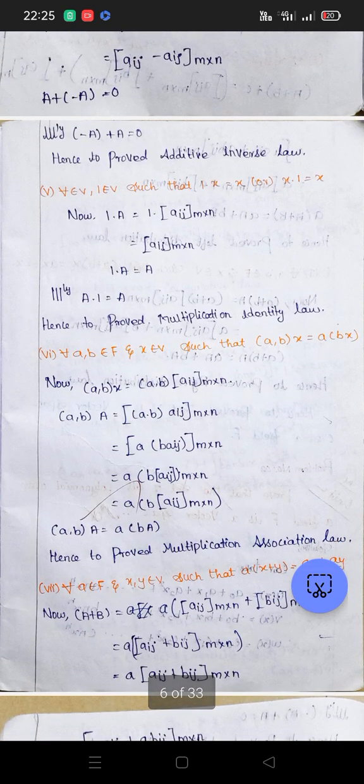Fifth condition: for all 1 belongs to V and x belongs to V, such that 1 dot x is equal to x, or x dot 1 is equal to x.